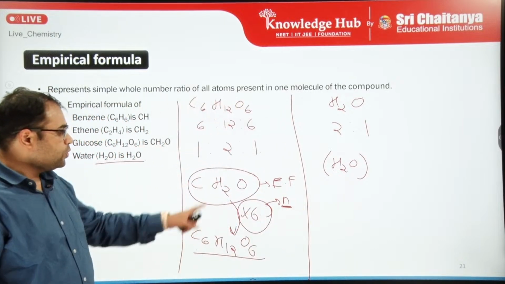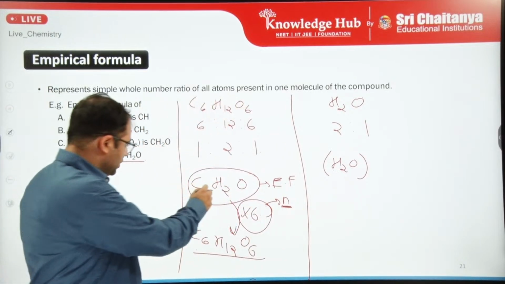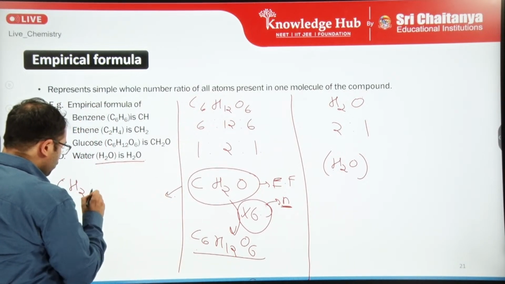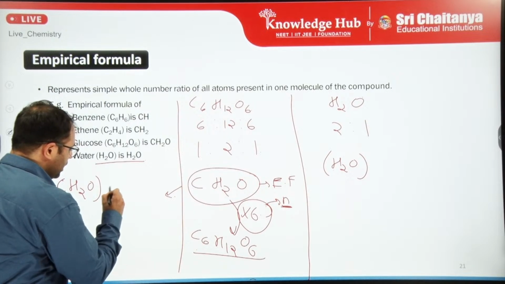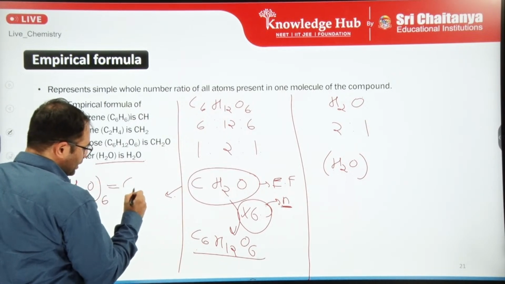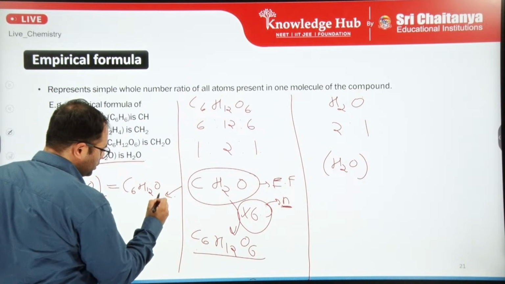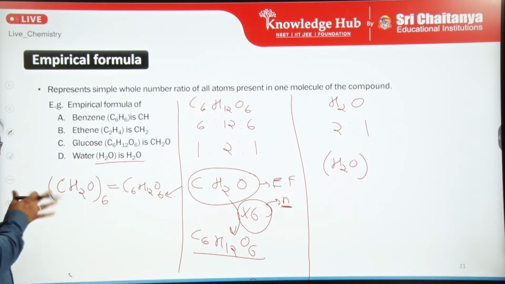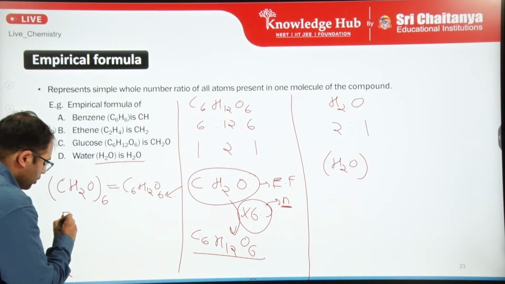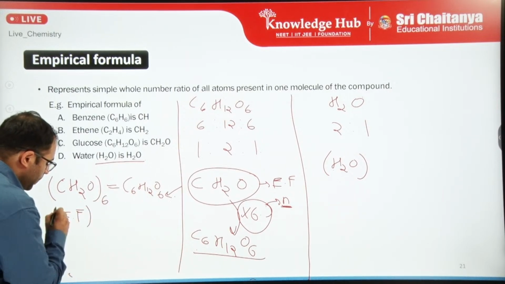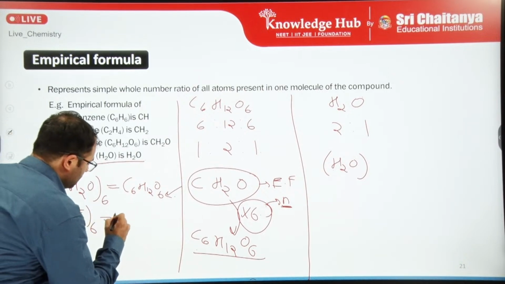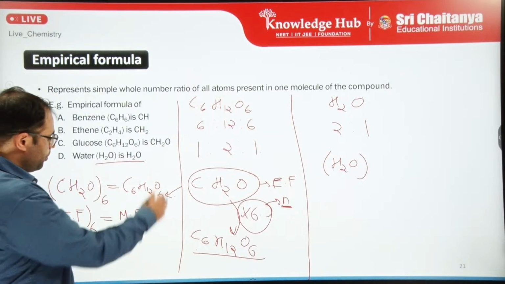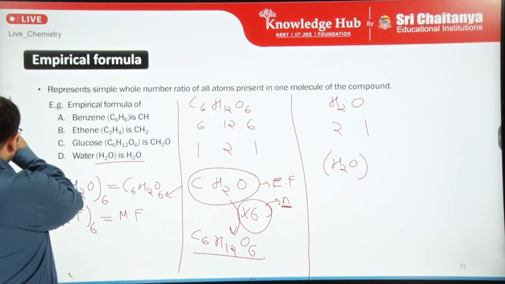Which actually, with which you can equate these formulas. Like this formula, if I see, what I can write is CH2O times 6 equals to what? C6H12O6. I can write this. Is it clear? Now, this is your empirical formula, multiplied by 6 becomes equal to the molecular formula, right? From this we got this. Now I'll move further.